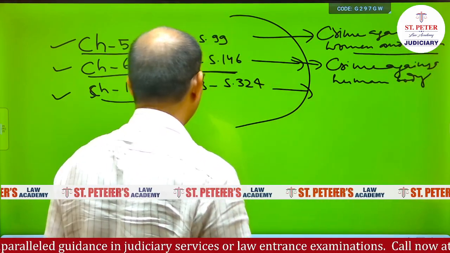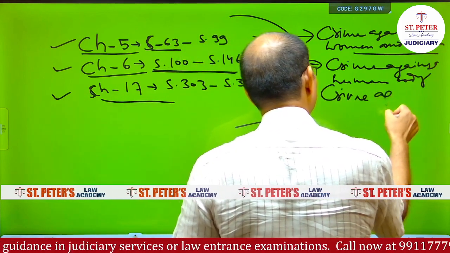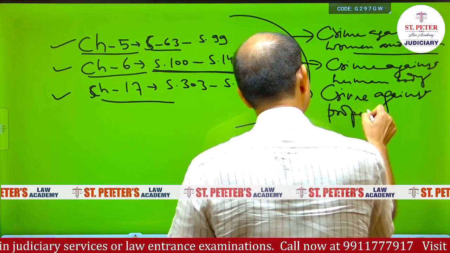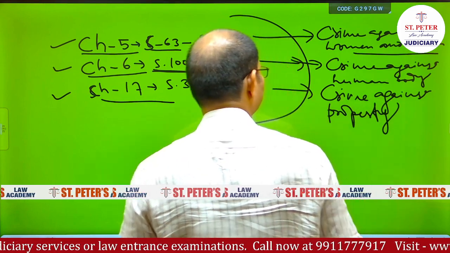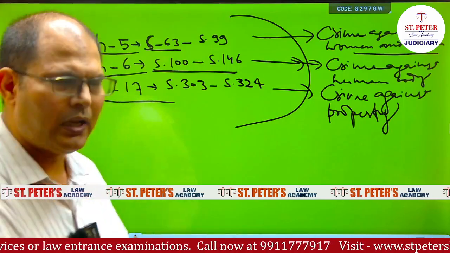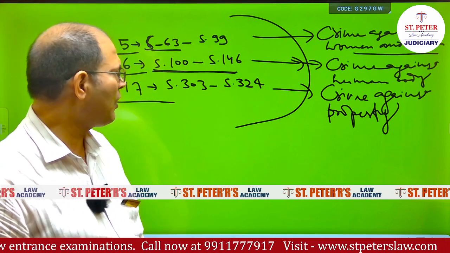Crime against property is the subject matter of chapter 17 of the BNS, like theft, dacoity, cheating, forgery, etc. These are crimes against property.